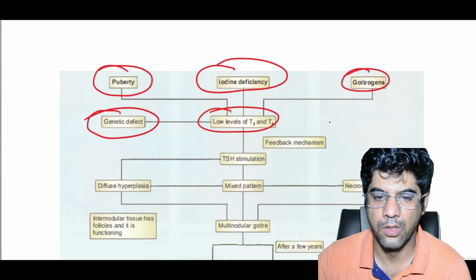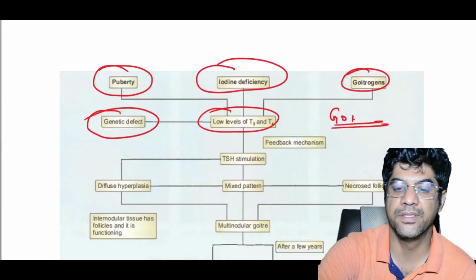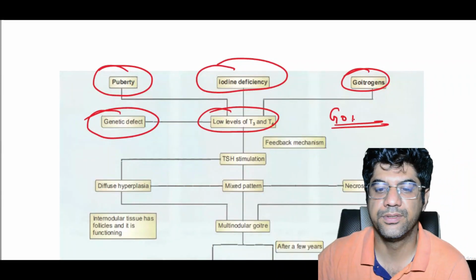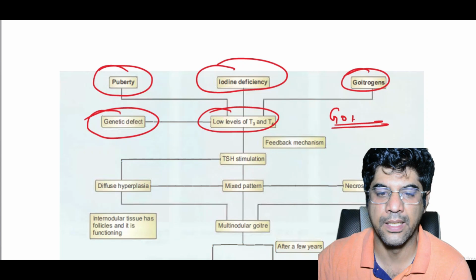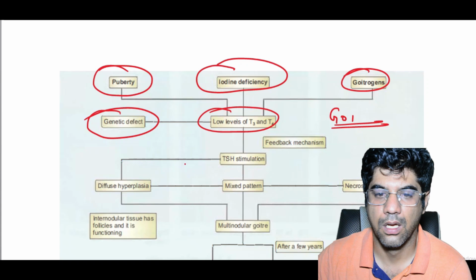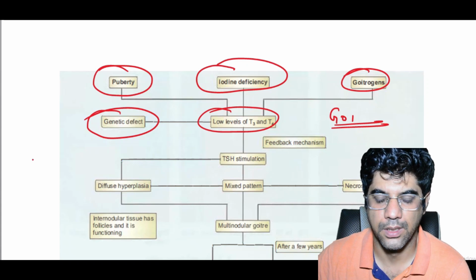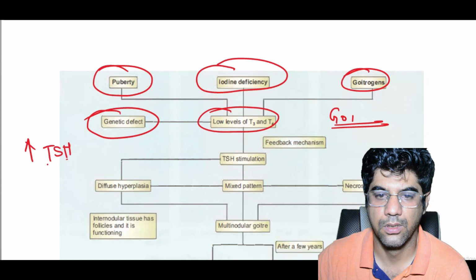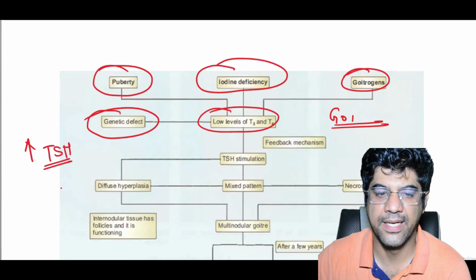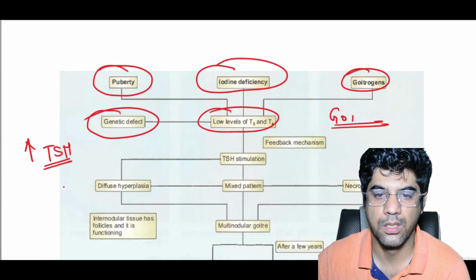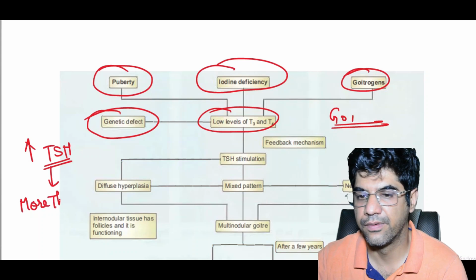Now the mechanism: low levels of T3 and T4 that can result from the iodine deficiency. The body responds to low levels of thyroid hormone by increasing the TSH production. So elevated TSH stimulates the thyroid gland to produce more thyroid hormone, that leads to hyperplasia and the goiter formation.